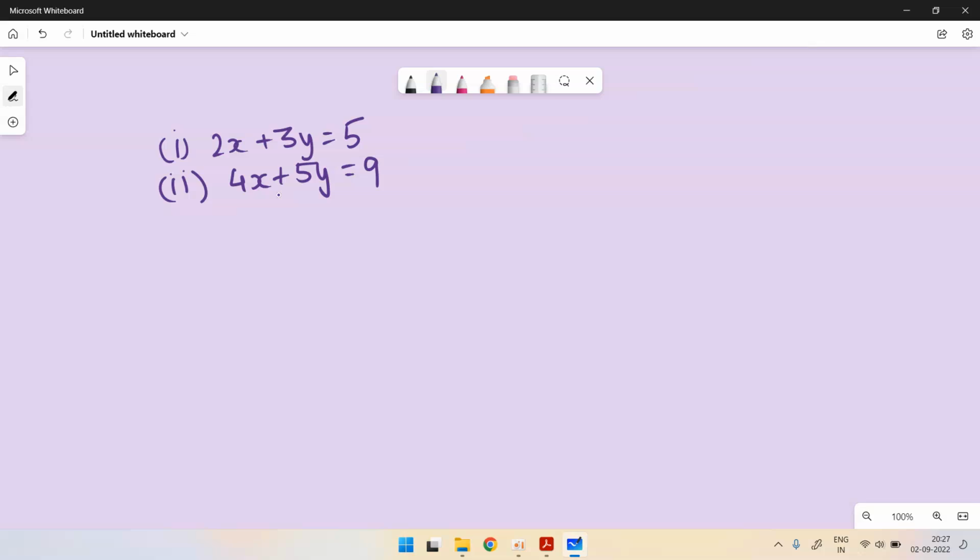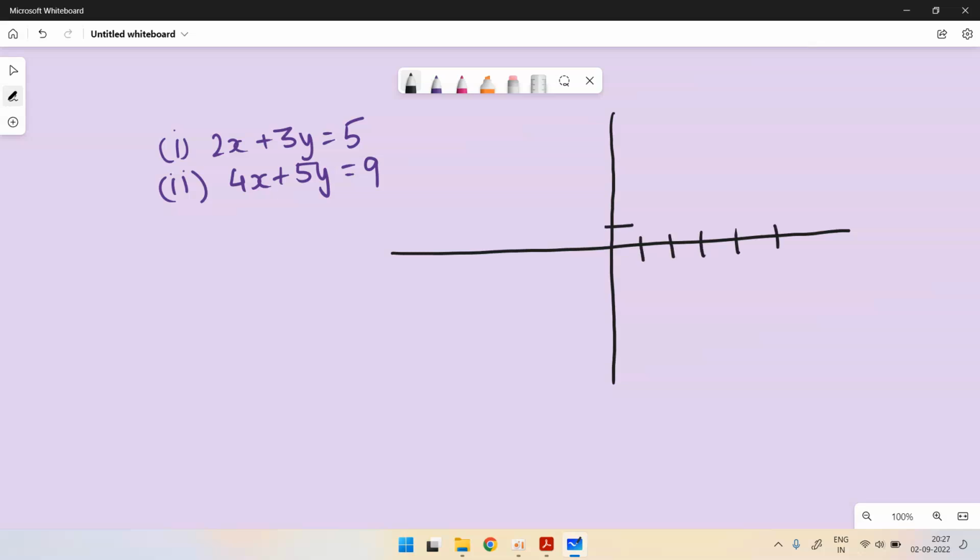Now if you plot this on a graph, what if I plot this in a graph? 1 2 3 4 5, 1 2 3 4 5, 1 2 3 4.